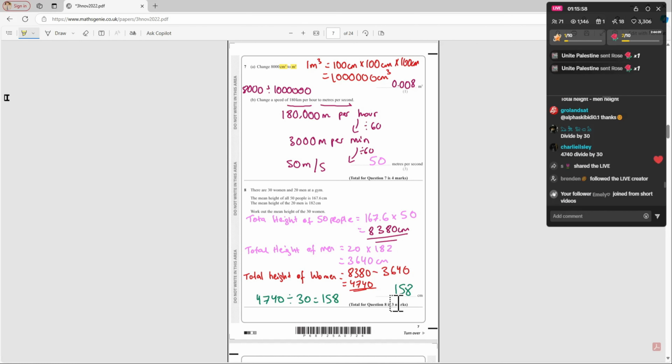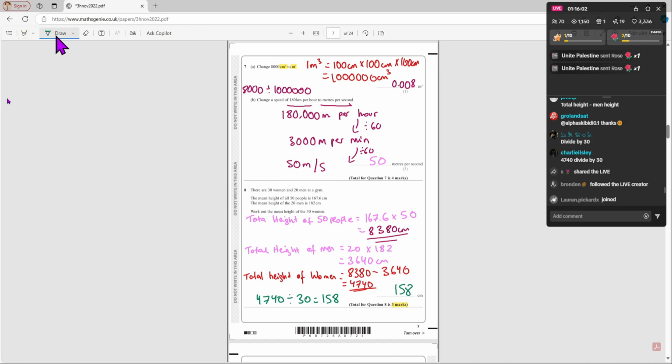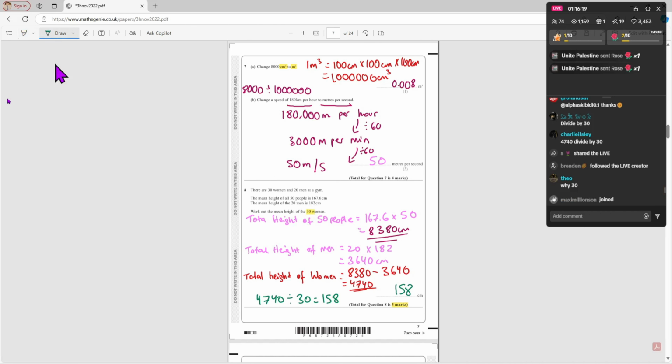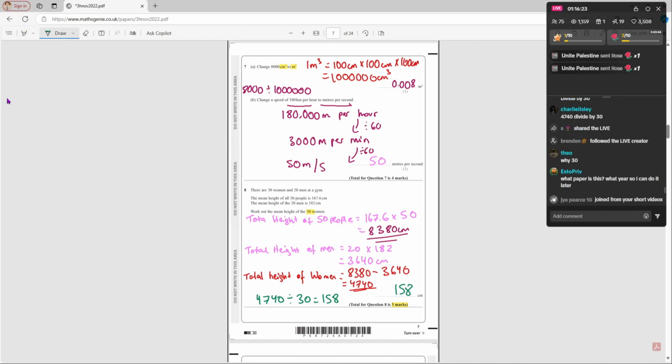This question was worth 3 marks in total, guys. Moving on to our next question. Why do we divide by 30? Because we know that there are 30 women altogether. To work out the mean, it's the total divided by the number of people. That's how you would do it.